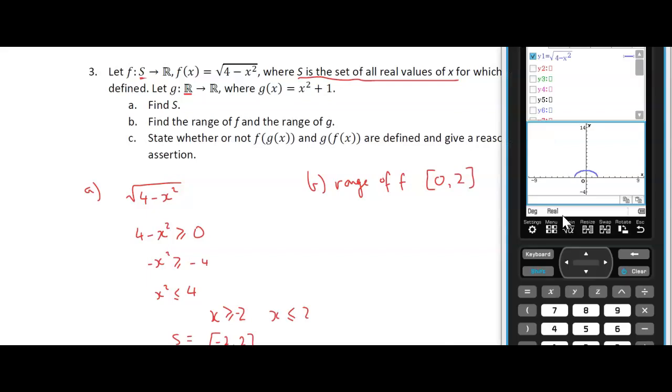So you can see that also on our calculator. It's a little bit hard to see. I can just zoom in maybe a little bit. Okay, so you can see the graph there.